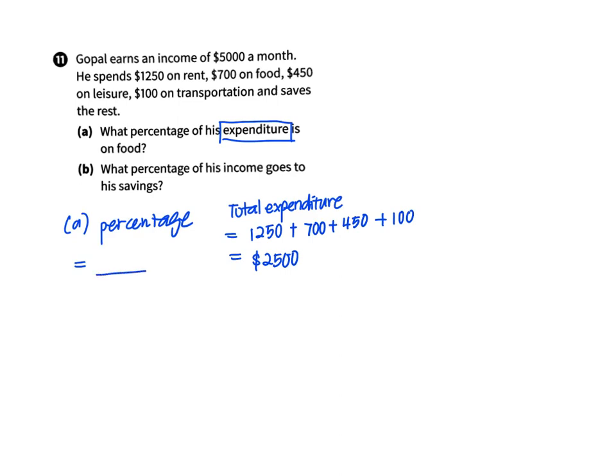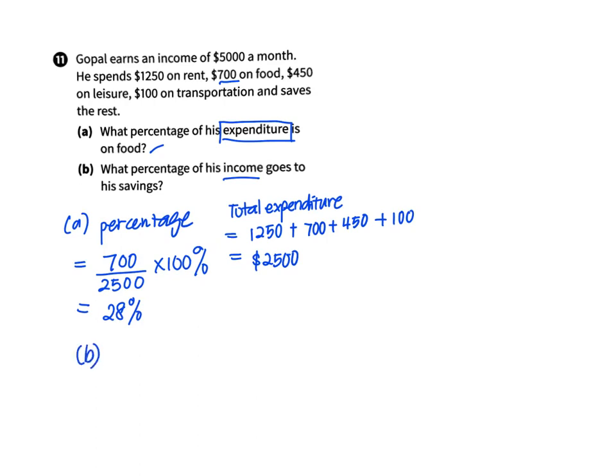So that means I want to find the percentage of the expenditure. That means my denominator here, percentage of, it will be something out of 2,500, out of the expenditure. Spent on food, how much is spent on food? $700. So this will be 700 out of the 2,500 on expenditure times 100%. And that gives us an answer of 28%.